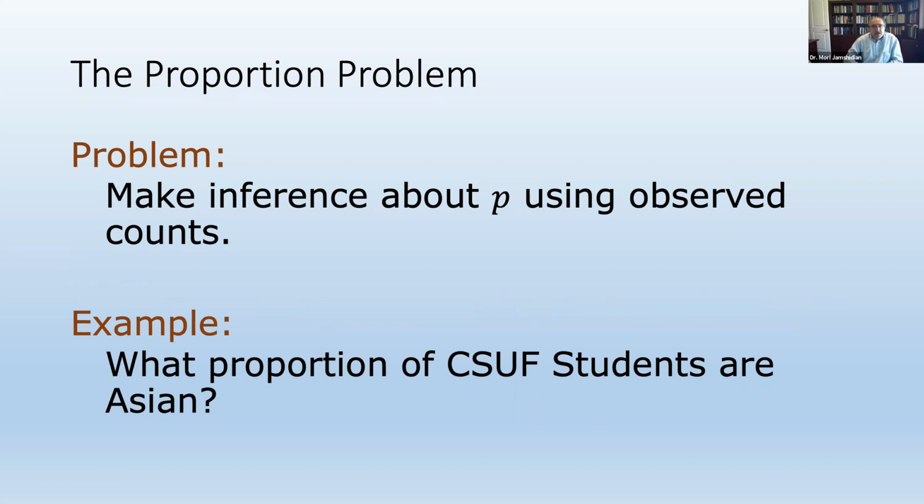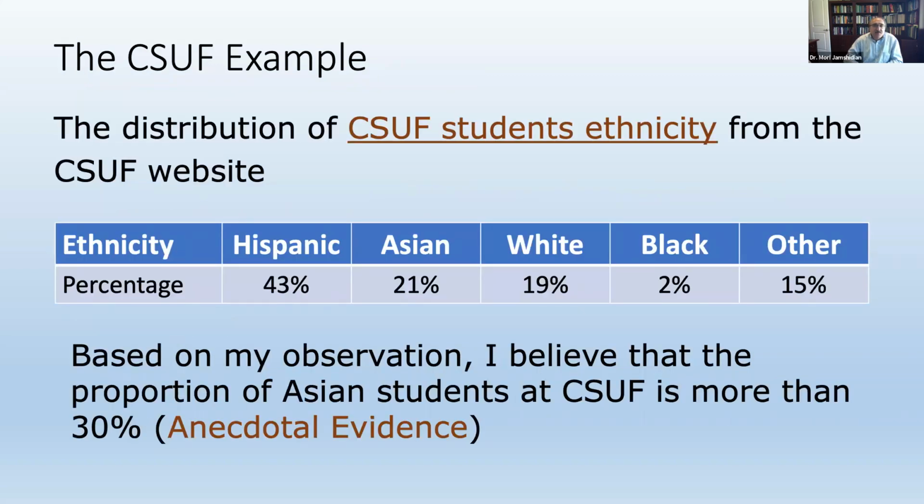Throughout this webinar, I'm going to use this example: what proportion of CSUF students are Asian? CSUF is Cal State Fullerton, where I teach. On their website, they have the distribution of ethnicities as follows: 43% Hispanic, 21% Asian, 19% white, 2% black, and 15% other, and some of them are probably undeclared. And so the question is, are these percentages correct?